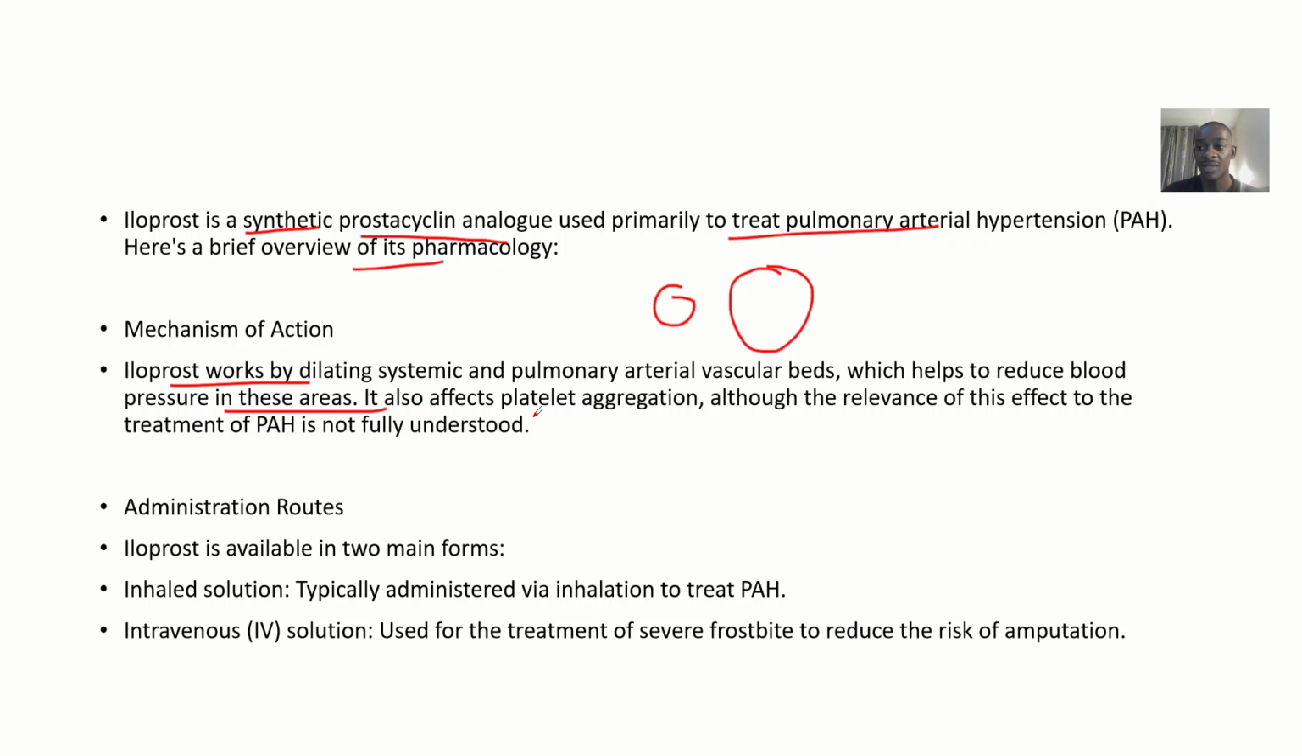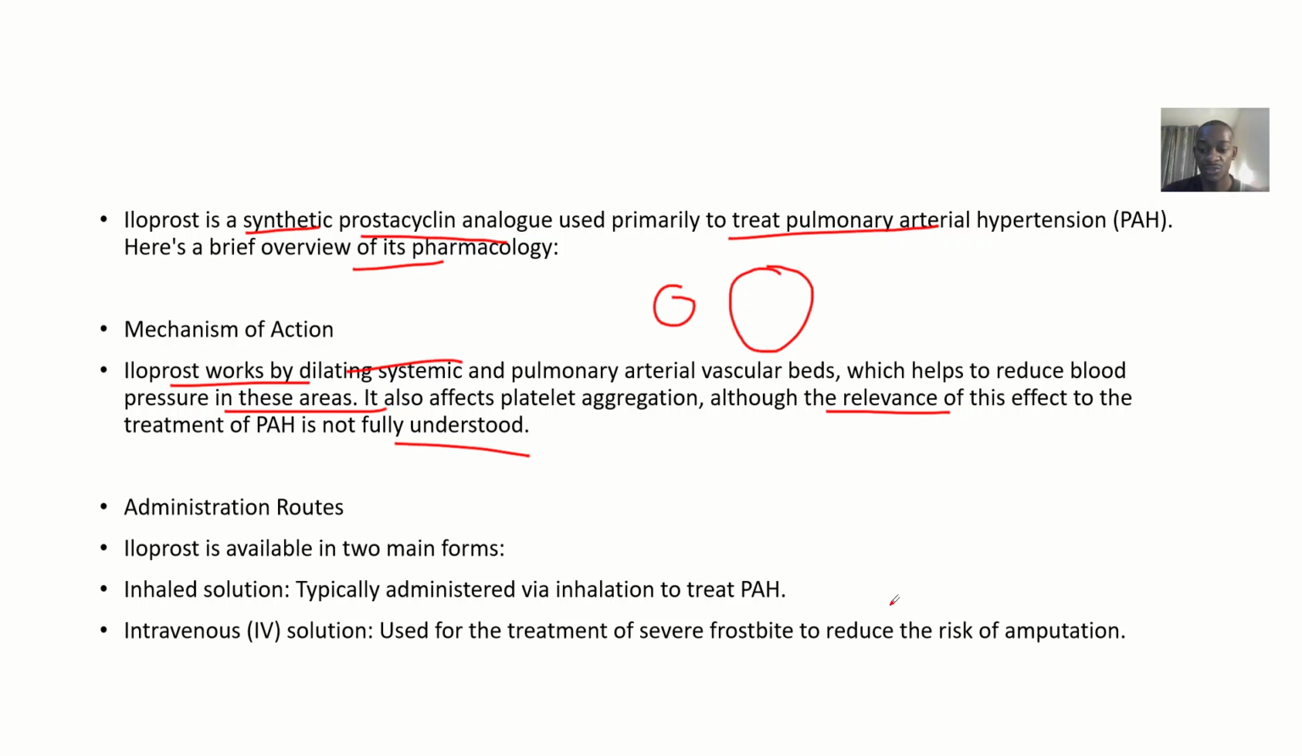You know platelet aggregation, that second step: if there's an injury after vasoconstriction, platelets come together. The platelets coming together will lead to clot formation, so the drug prevents that stage. Although the relevance of its effect to the treatment of pulmonary arterial hypertension is not fully understood, definitely it just dilates. It's just the dilation there.